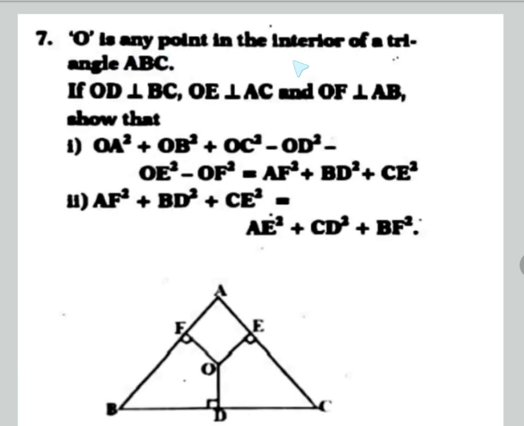O is any point in the interior of a triangle ABC. Then OD is perpendicular to BC, and OE is perpendicular to AC, and OF is also perpendicular to AB.